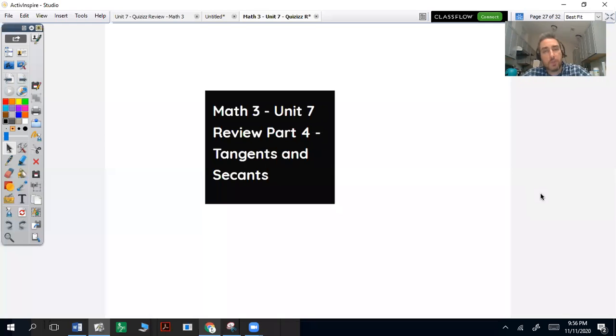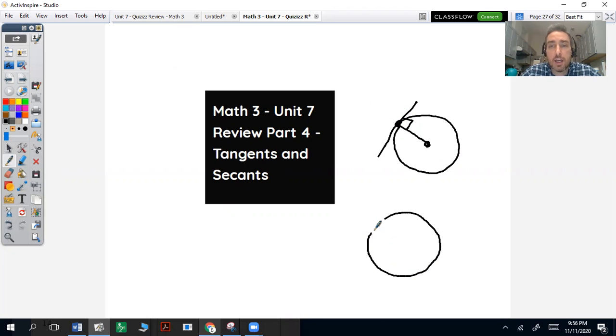All right, this is a short review talking about tangents and secants. Remember that a tangent is a segment in a circle that touches the circle at the very edge, and makes a right angle with a radius if it's drawn toward that point where it touches the circle. A secant is a line that goes through the circle, contains a chord, goes in two spots here.